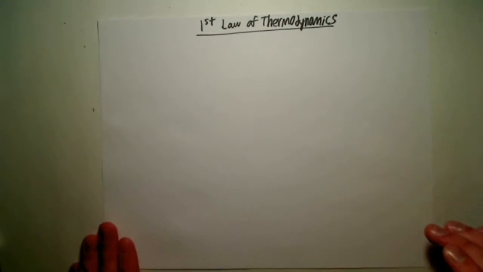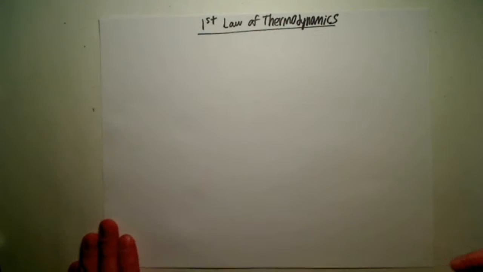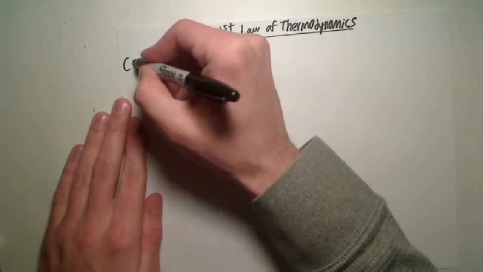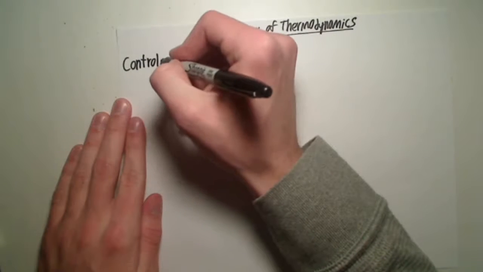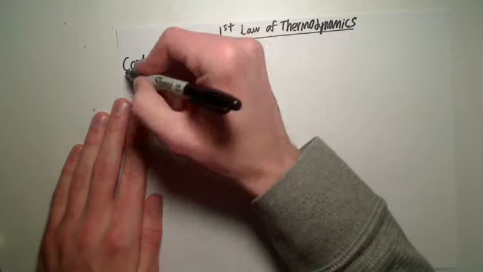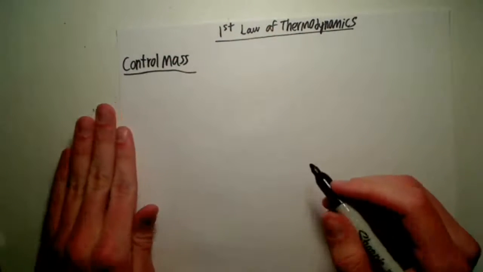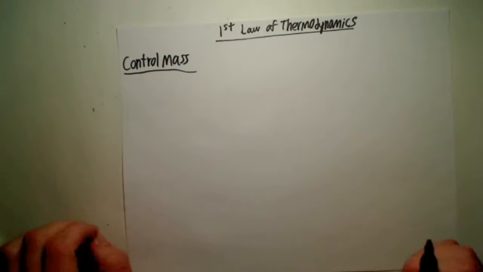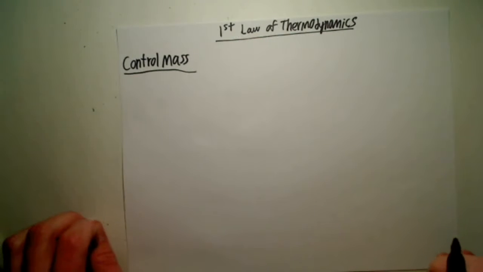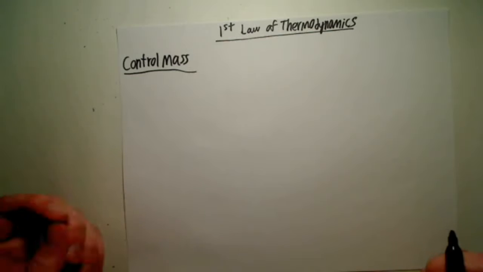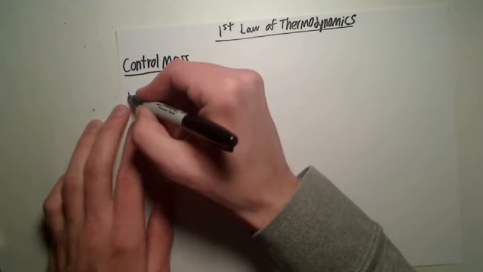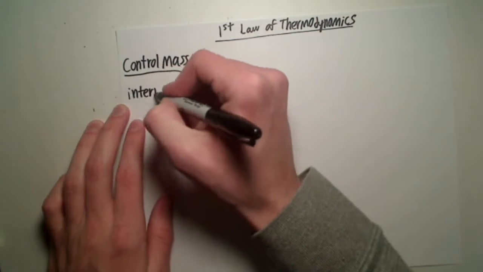Welcome to the first law of thermodynamics. So I'm just going to start off by defining what a control mass is. A control mass is simply any single amount of mass that does not change, so it's going to be the same mass, but will undergo a process. An example of this will be a piston, and we're going to be looking at a piston problem later on in this video. But first, I'm also going to define internal energy.